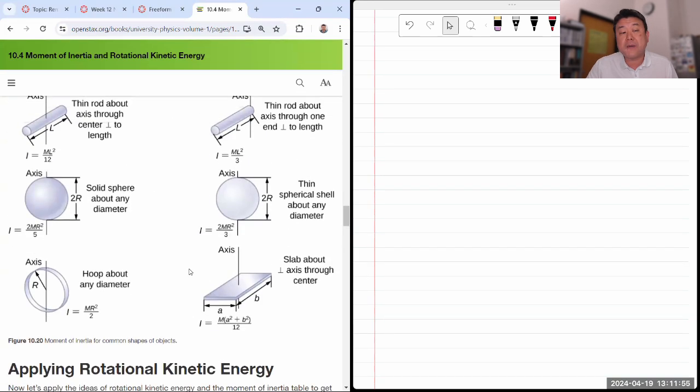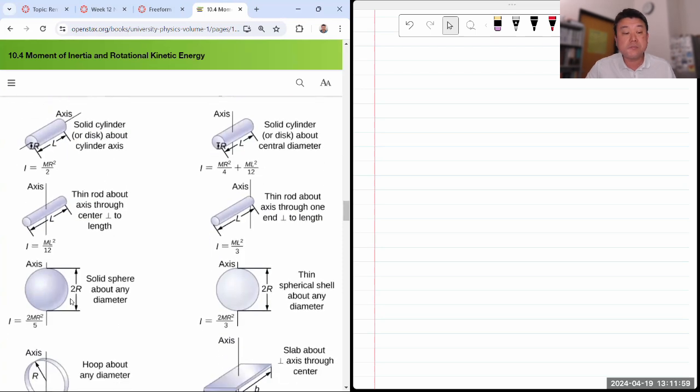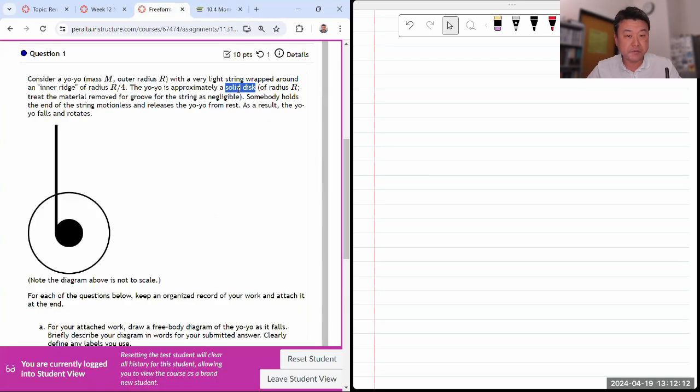I do happen to have memorized some of these just by using them so much. But a table of formulas like this is something that you should expect to have access to in your normal work, academic, and professional, and that's fine. So solid disk means the rotational inertia will be mass of the disk times r squared divided by 2.